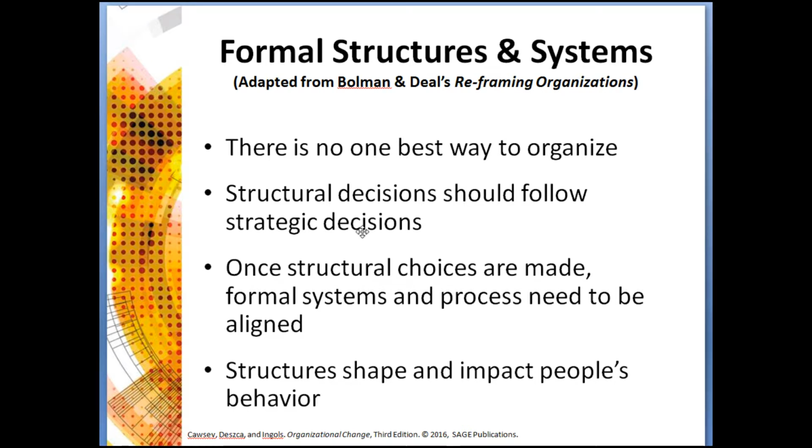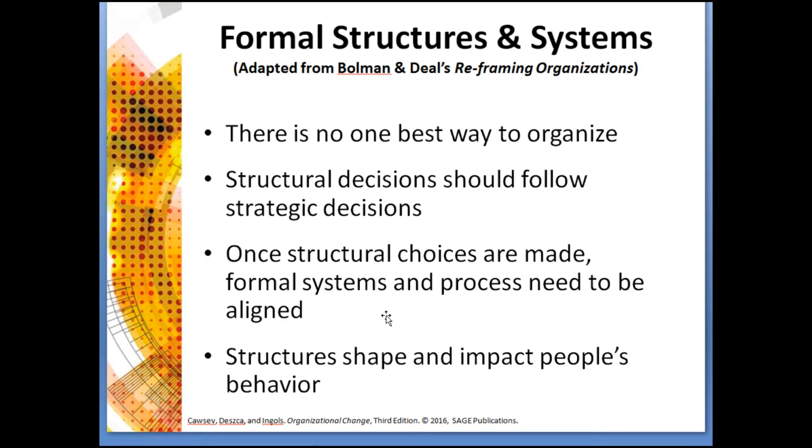So the bottom line is there's no one best way to organize, just like there's no one best style of leadership. It depends on what you're trying to do. So we should have structural decisions, our organizational design, follow strategic decisions. If we're going to have a chain of restaurants, we need to know whether they're going to be a 4-star steakhouse chain or fast food, right? And then we get to design our organization accordingly. Once structural choices are made, these formal systems can then fill things in, the how-to stuff, the SOPs, that kind of thing.